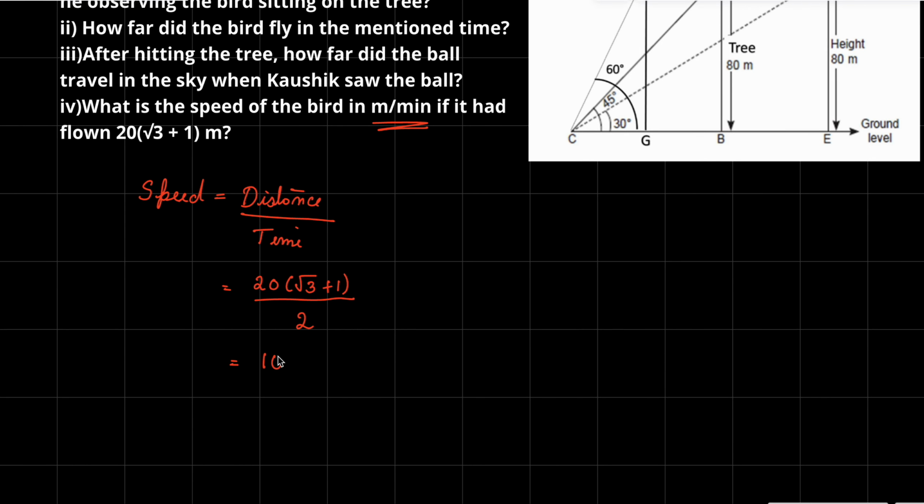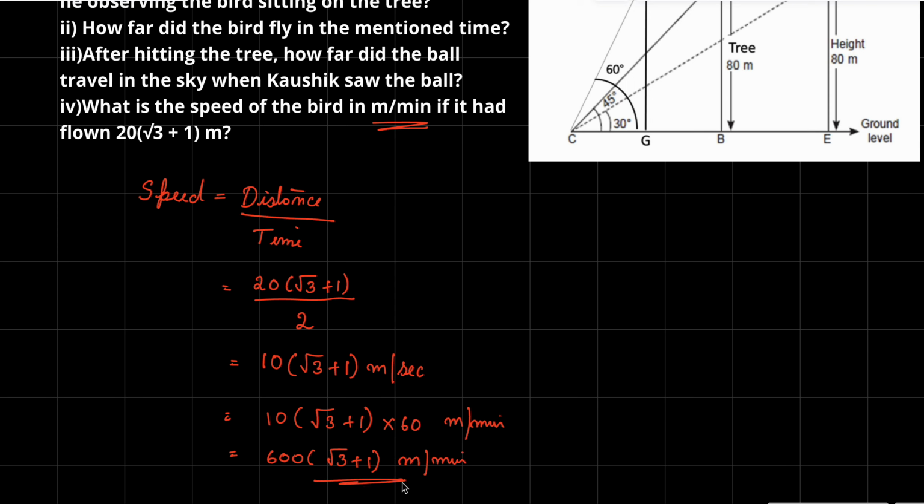2 cancels with 20. 10 into (√3 plus 1) meters per second right now. Now to convert this into meters per minute, we have to multiply our answer by 60, and this gives us meters per minute. 60 into 10, 600 into (√3 plus 1) meters per minute, and this is the final answer. And here we complete our sum.